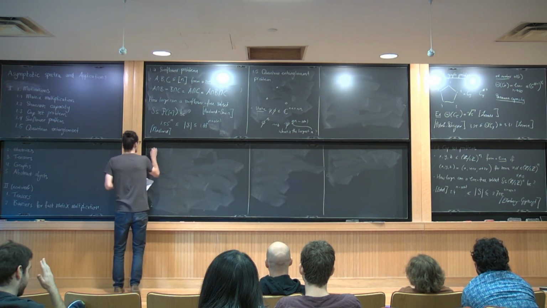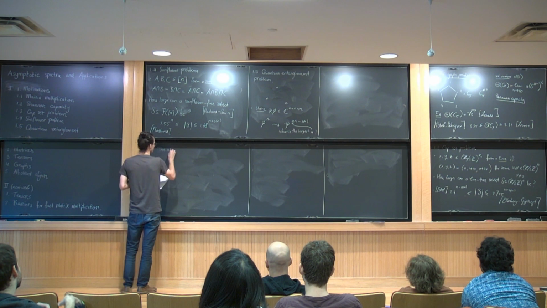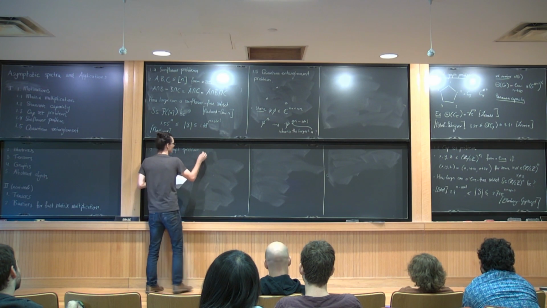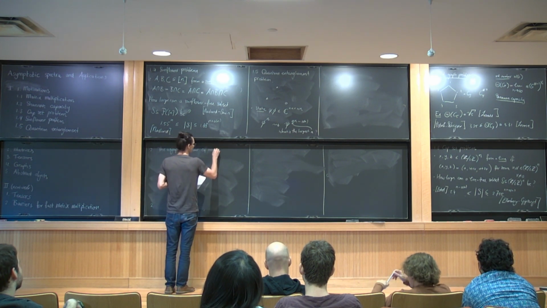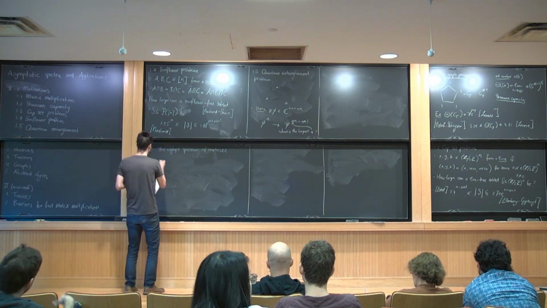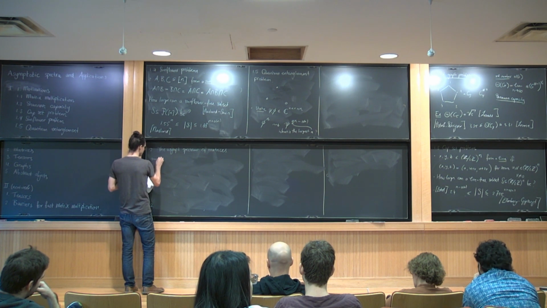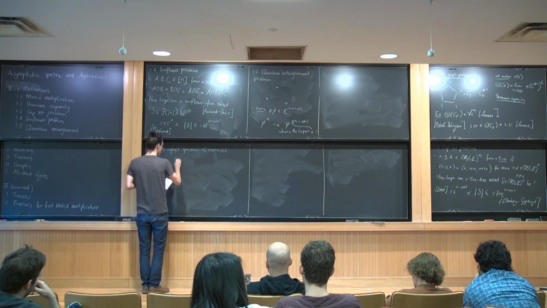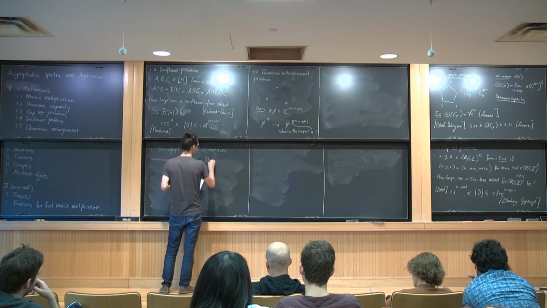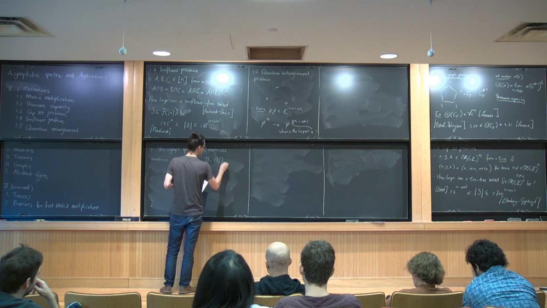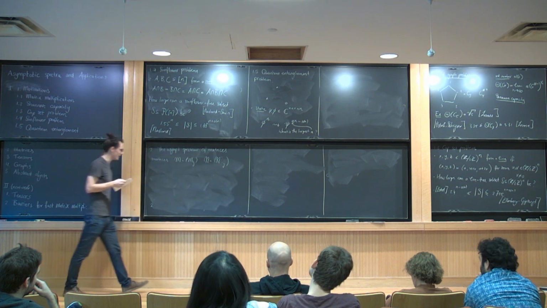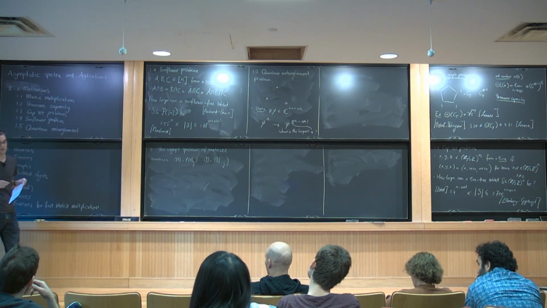So, let's start with the asymptotic spectrum of matrices. So let's consider two matrices, M and N. I want to define on these matrices a relation.